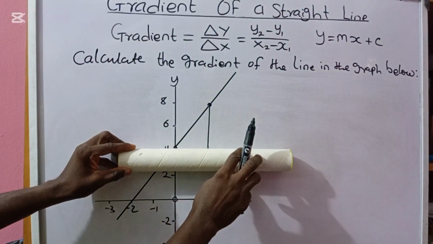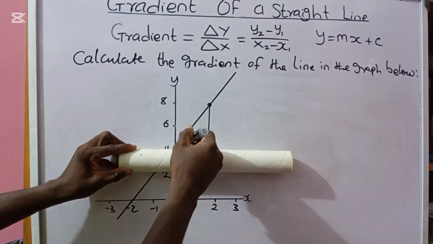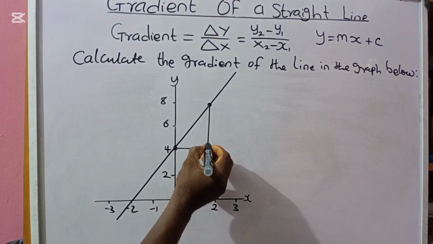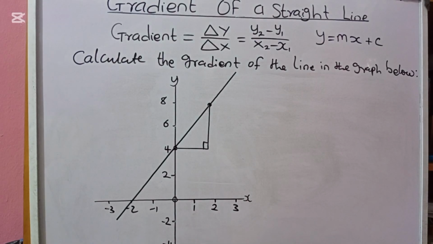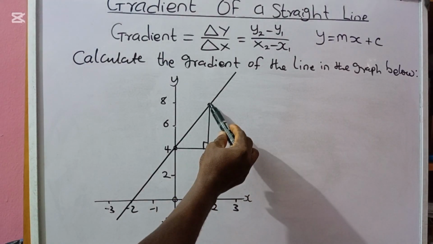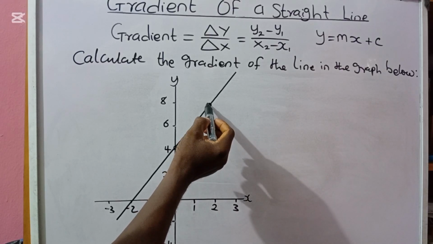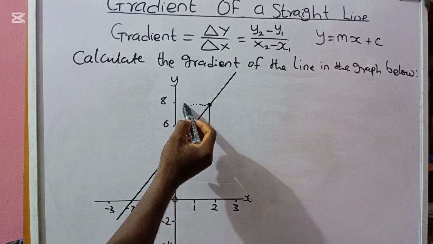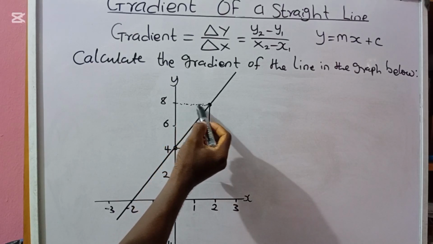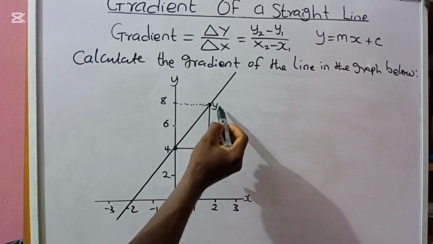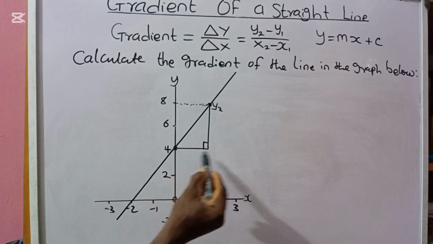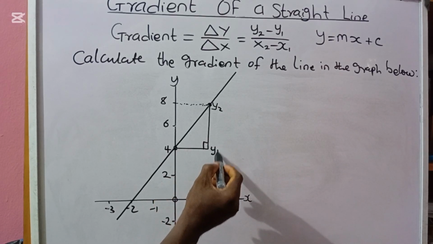All right, then you connect the right angled triangle. All right, so here we have it. Out of this right angled triangle, the upper part of the triangle, the apex point here, you locate it towards y. This is your y2. Then the lower part of the triangle towards the y-axis is your y1.